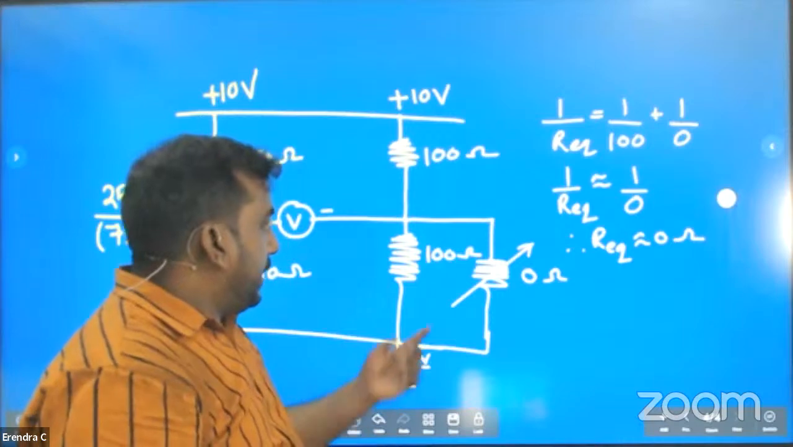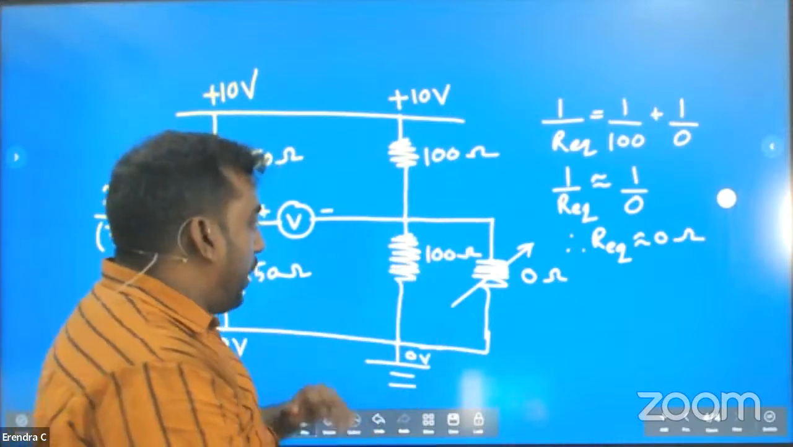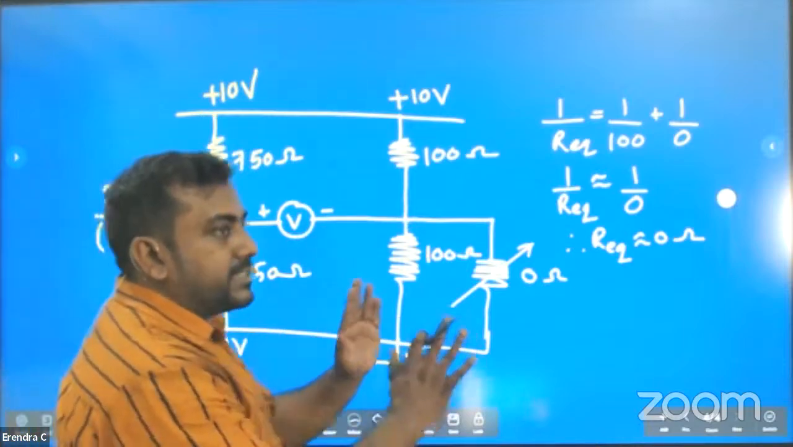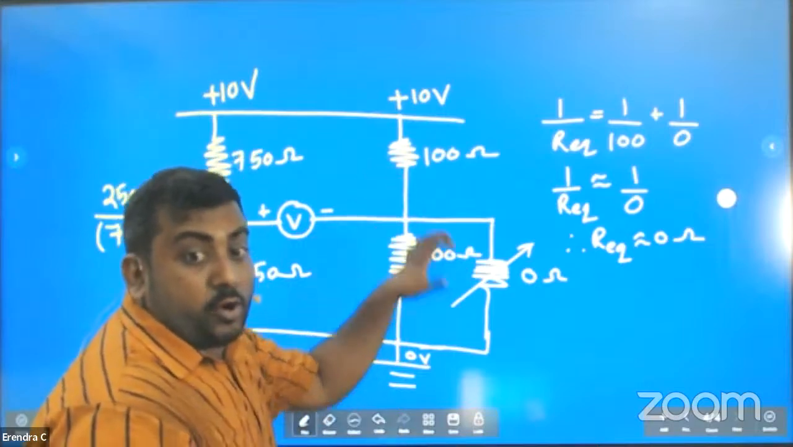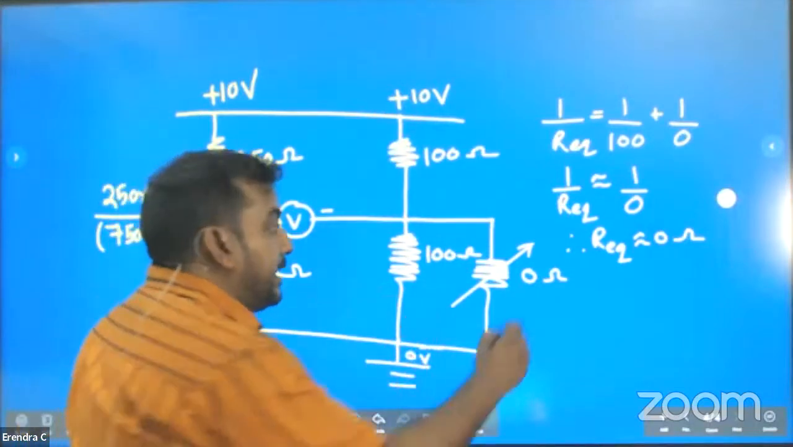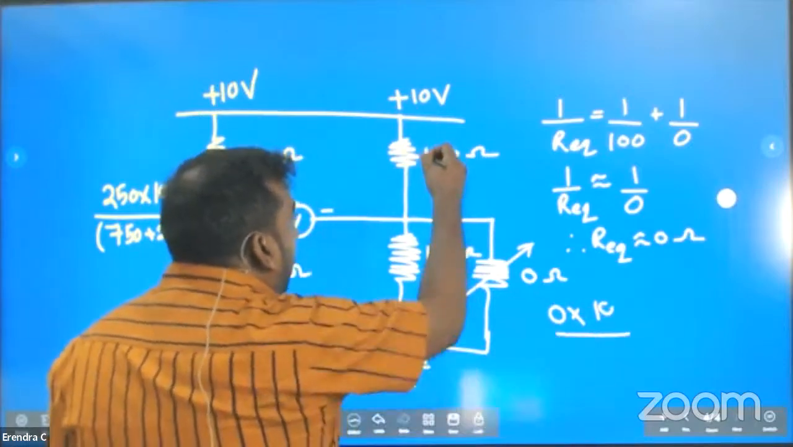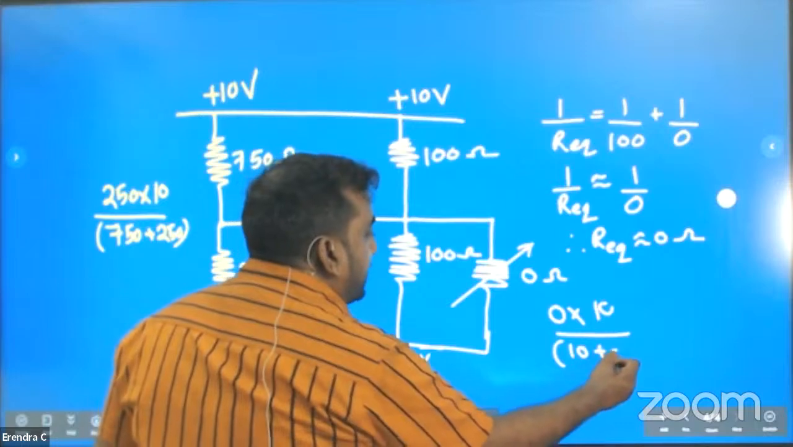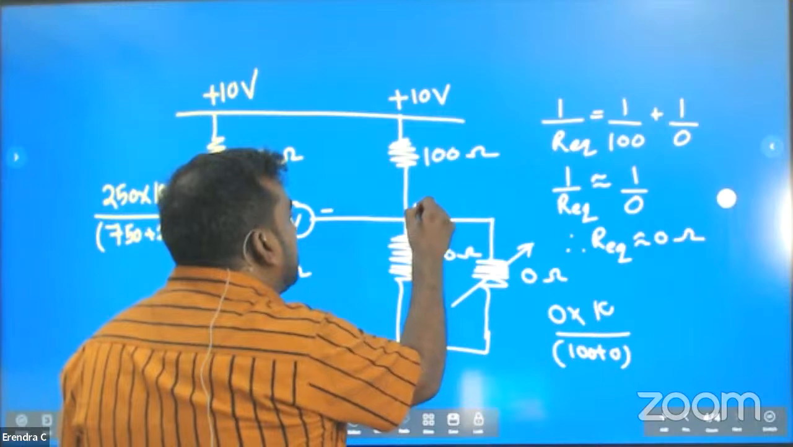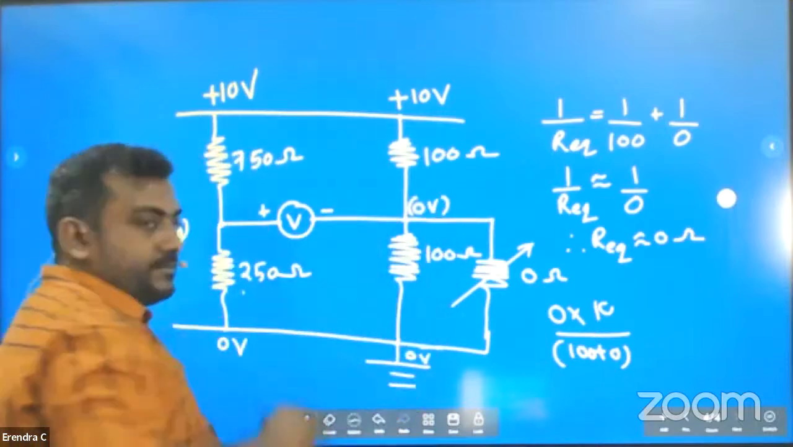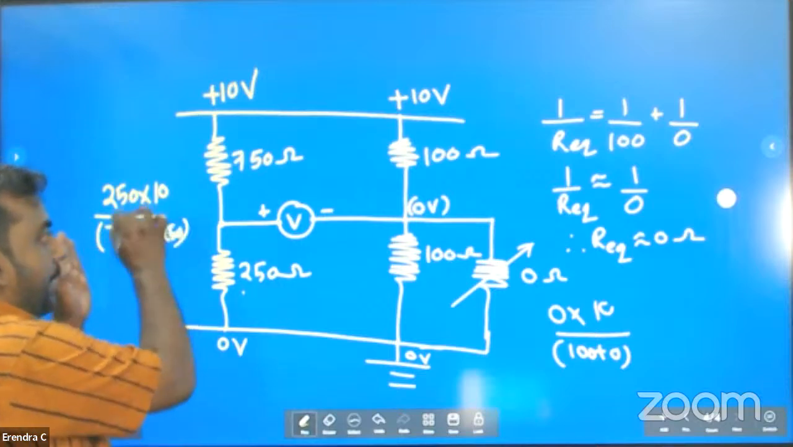Wait. Effective resistance here 0 means, what is your potential drop? You will say, sir, potential divider, I know. Resistance into total voltage: 0 times total voltage 10, divided by the addition 100 plus 0. What's your answer? 0 volt. Understood?